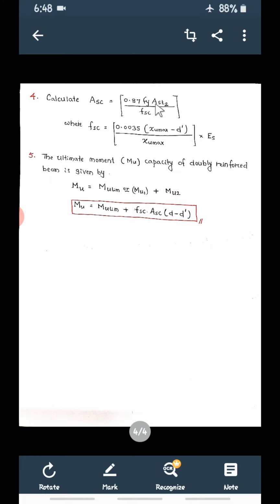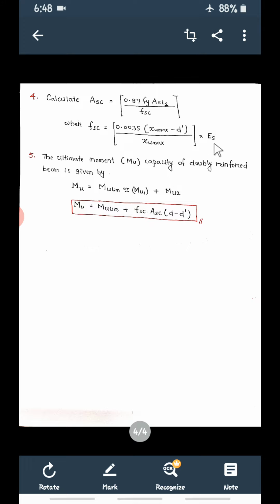But here first you have to calculate this Fsc, that is the stress at the level of compression steel. How will we calculate Fsc? Fsc will be calculated like this. Fsc is equal to 0.0035, this is the strain in the steel, into bracket xu max or xu limit, both are the same, xu max minus d dash, whole divided by xu max, into Es, Young's modulus of steel.